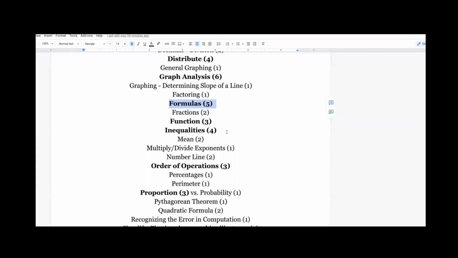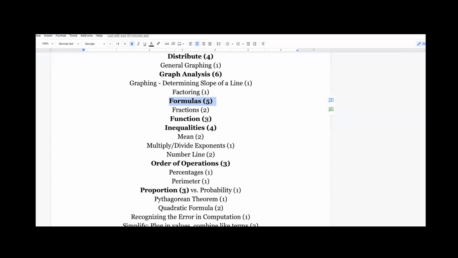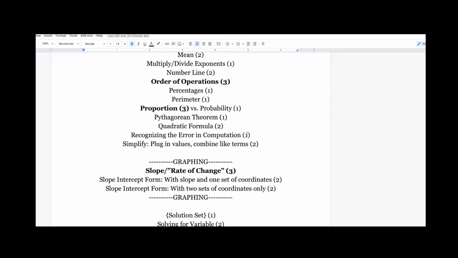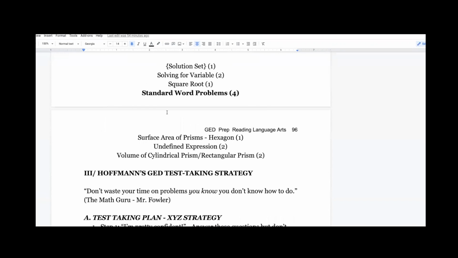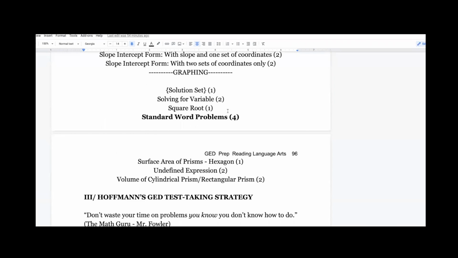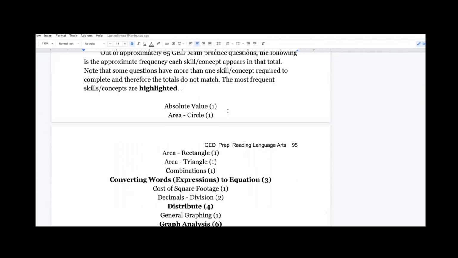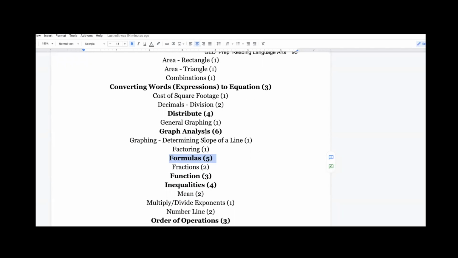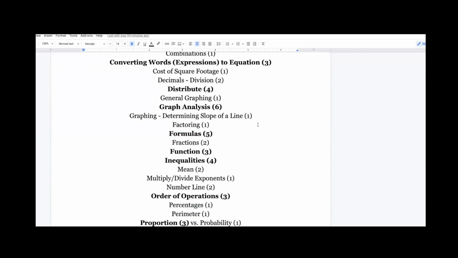Functions, inequalities: if you don't know what these are, you need to look them up, because those 3 would be a little more than 5%, about 6% of the test. You need to know this stuff. Order of operations, proportion, more graphing, standard word problems. So I created this so that you guys can see the types of math problems that you really should focus in on more than others.